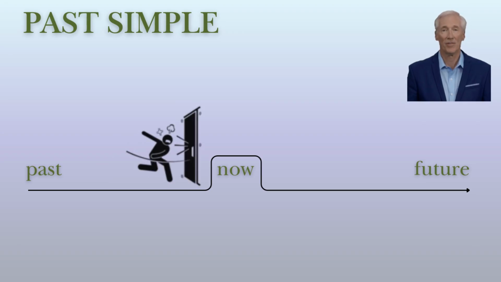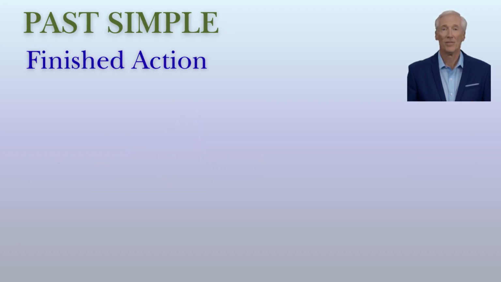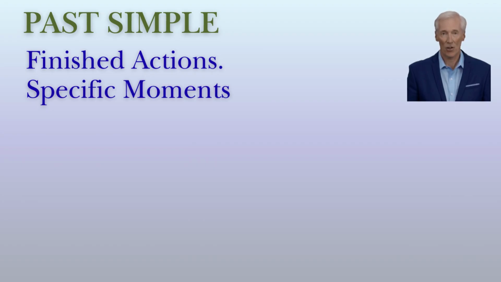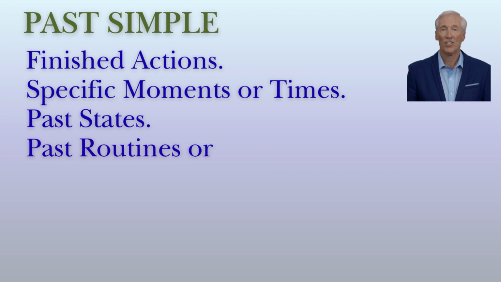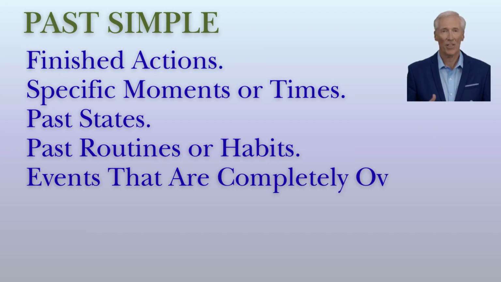Key uses. Finished actions. Describing a single action that is now complete. Specific moments or times, used when the time is stated or clearly implied. Past states. Describing a past condition or situation that is no longer true, for example, how you felt, where you lived. Past routines or habits. Actions that were repeated regularly in the past but not anymore. Events that are completely over. The entire event, routine, or state has ended.